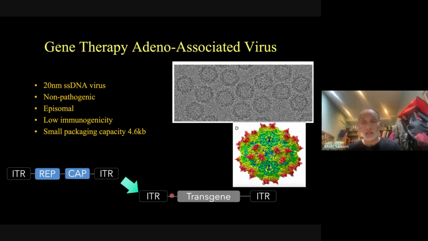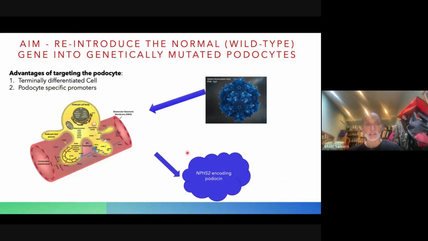So bringing you back to the techniques that we want to use. We want to use adeno-associated virus to introduce our transgene, and the transgene in nephrotic syndrome with the podocin mutation is NPHS2. So we want to put NPHS2 into there and introduce that into podocytes. So this was our aim.